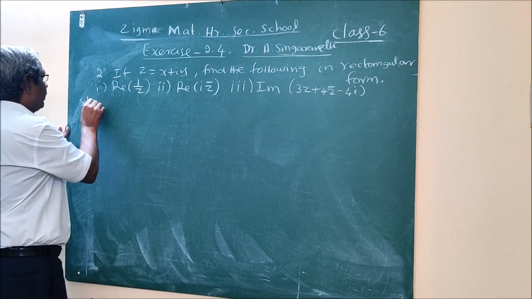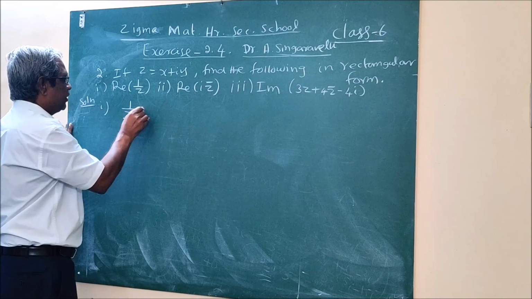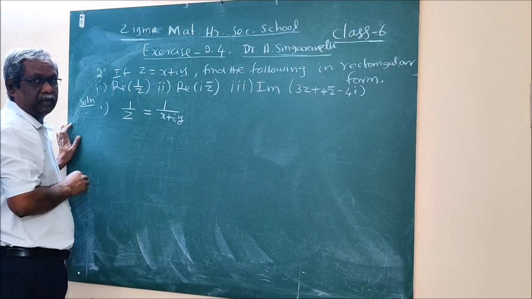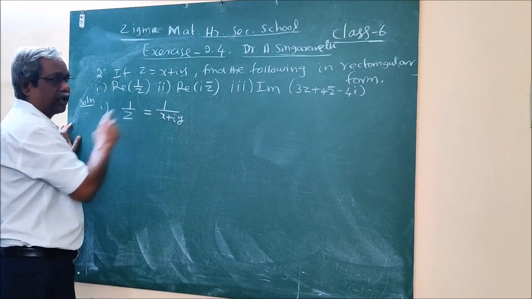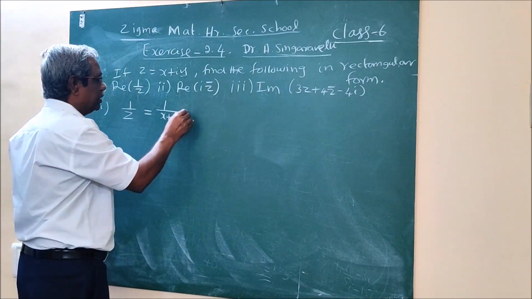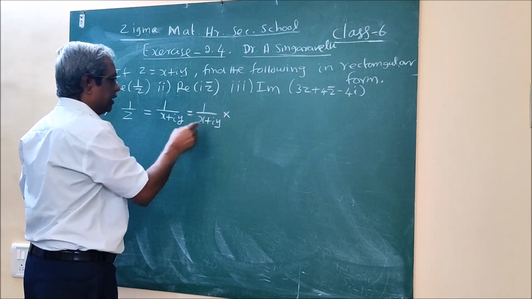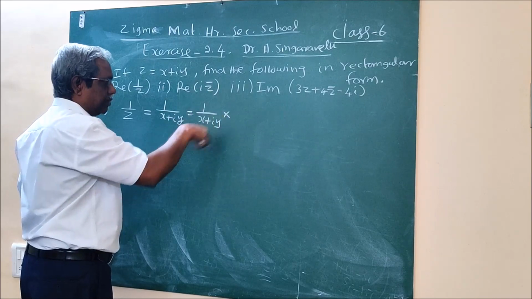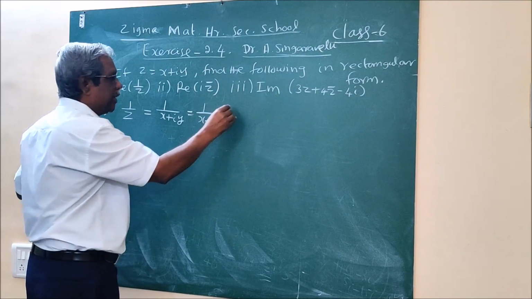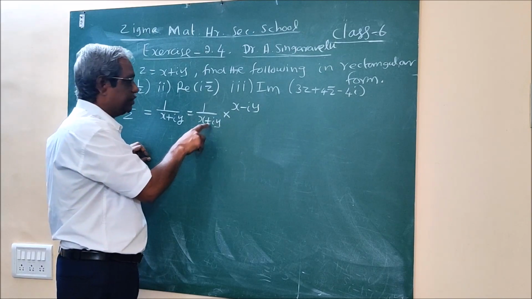Now the first problem. First we write 1 by z. Z is x plus iy, so 1 by z equals 1 by x plus iy. It is a division of complex numbers, so we multiply this complex number by the conjugate of the denominator. The conjugate of the denominator is x minus iy. X plus iy is a complex number, its conjugate is x minus iy.